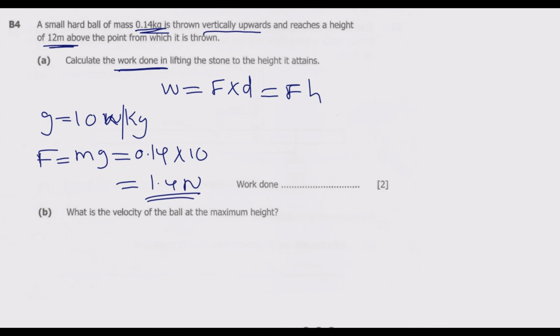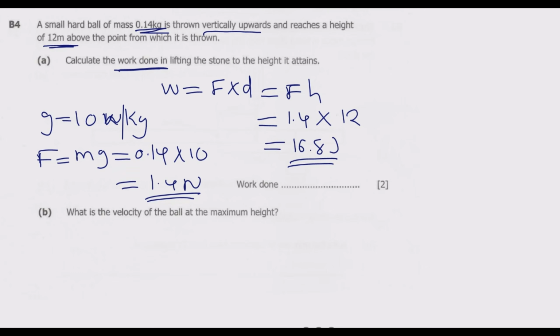So now, having found the force, we can substitute. Force is 1.4 newtons, multiplied by the height. What's the height? It is 12 meters. Remember, the distance should always be in meters. So when we multiply these two, we end up with 16.8 joules as our work done.